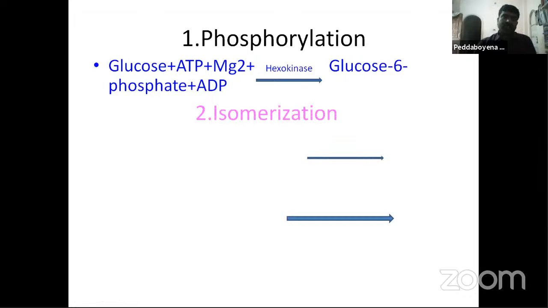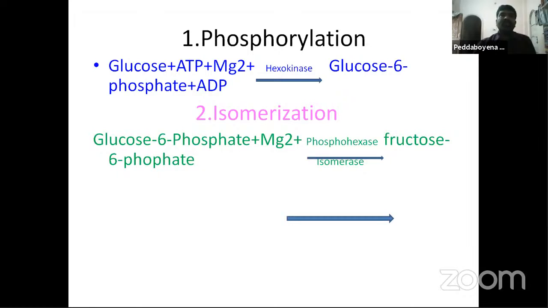Next is isomerization. In isomerization, remember, the glucose 6 phosphate, in the presence of the phosphohexose isomerase enzyme, gives rise to fructose 6 phosphate. So here 6C, here 6C.